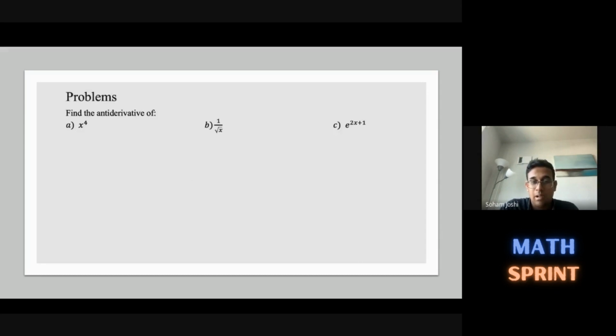Okay, so let's do some problems. I want you to find the antiderivatives of each of the following. Pause the video now and try them yourself. Take about 3 minutes maybe, but do note that when I explain the fundamental rules of integration, you should be able to do this in much less time and with less effort.